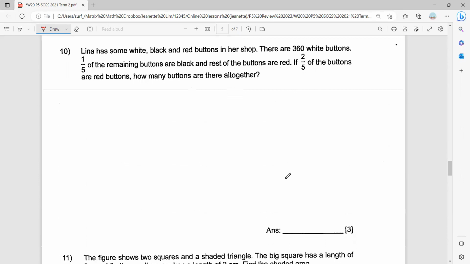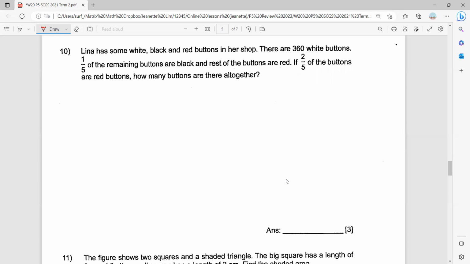Question 10. Lina has some white, black, and red buttons in the shop. There are 360 white buttons. 1/5 of the remaining buttons are black, and the rest are red. If 2/5 of the buttons are red, how many buttons are there altogether?